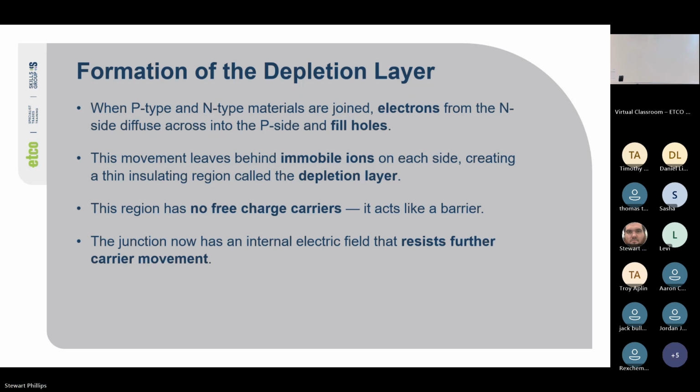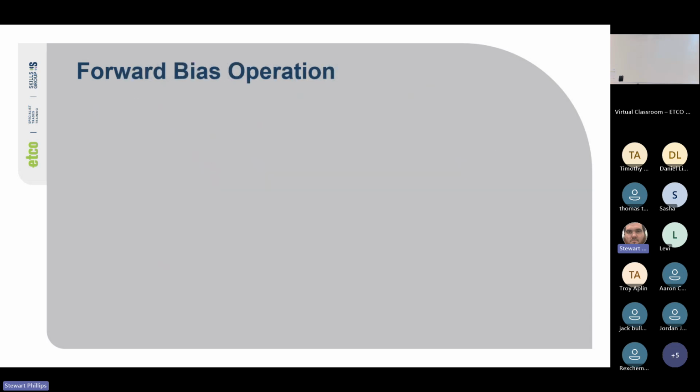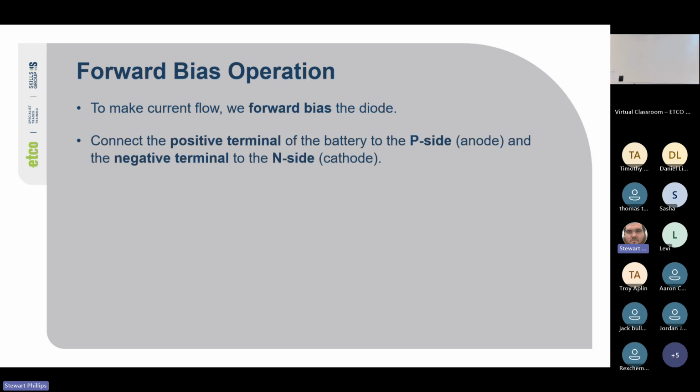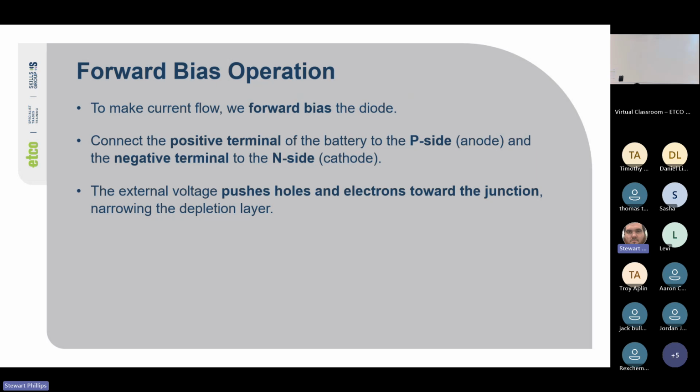So we have two types of operation for our diodes. The first one is forward bias. Forward bias is to make current flow. We forward bias the diode. We connect the positive terminal of the battery to the P side, the positive side, the anode, and the negative terminal to the N side, the cathode. The external voltage pushes holes and electrons towards the junction, narrowing the depletion layer. Basically it pushes the holes and the electrons together, making the depletion layer even tinier.